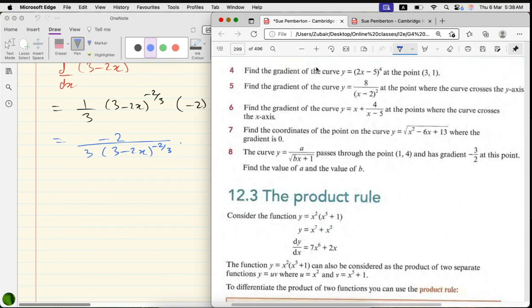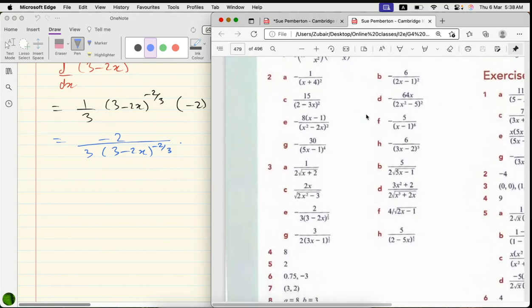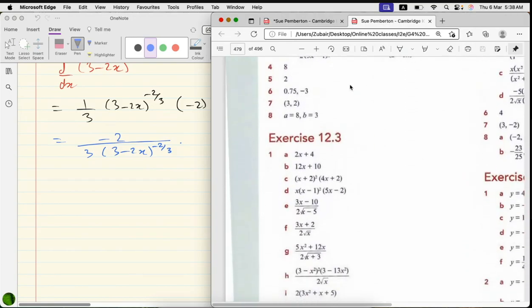Try question number 4. 12.2. Question number 4.